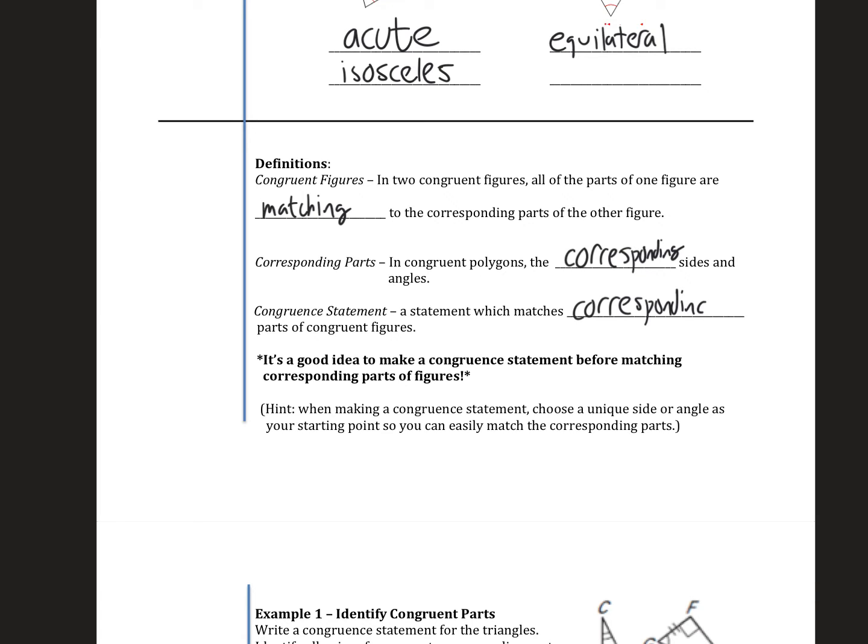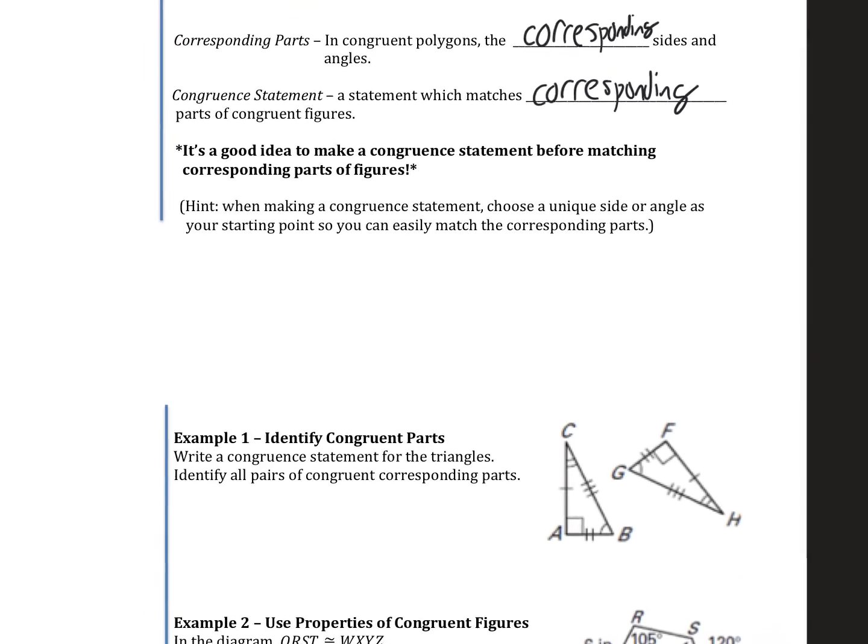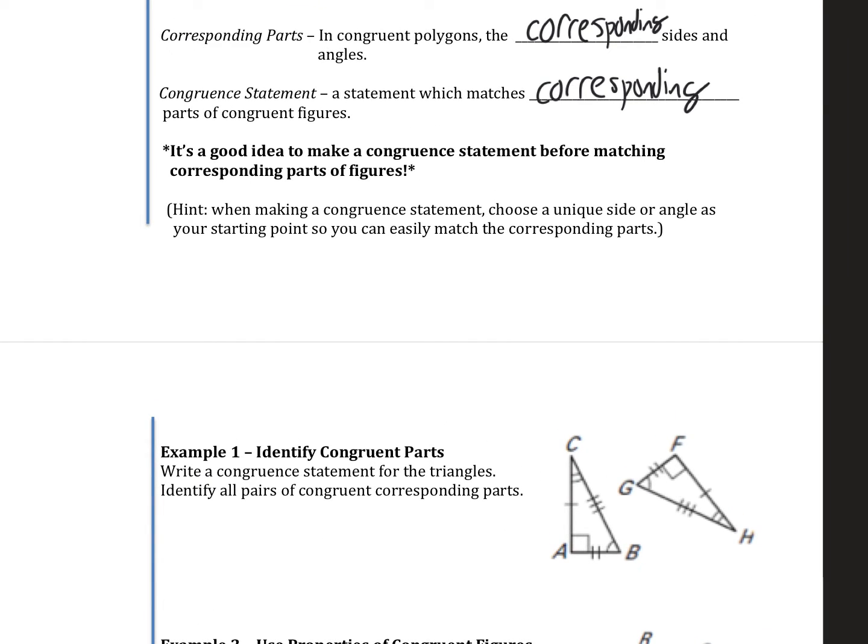Like we talked about with corresponding angles, basically corresponding just means matching. It says it's a good idea to make a congruent statement before matching corresponding parts of figures. Okay? And when you're making a congruent statement, you want to choose a unique side or angle as your starting point so you can easily match the corresponding parts. Okay? So let's do an example down here.